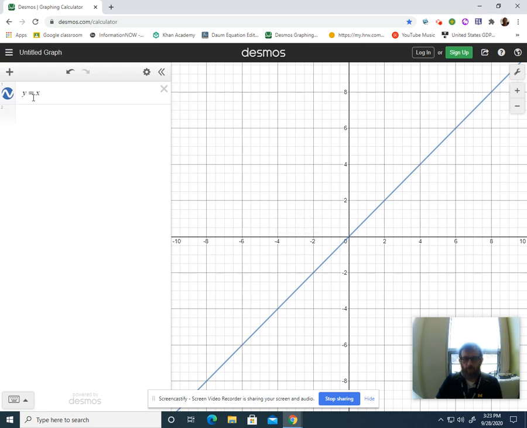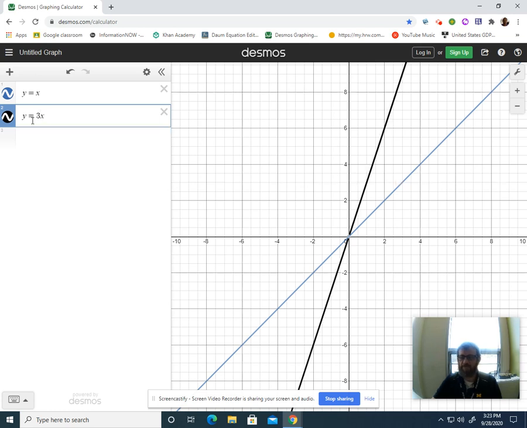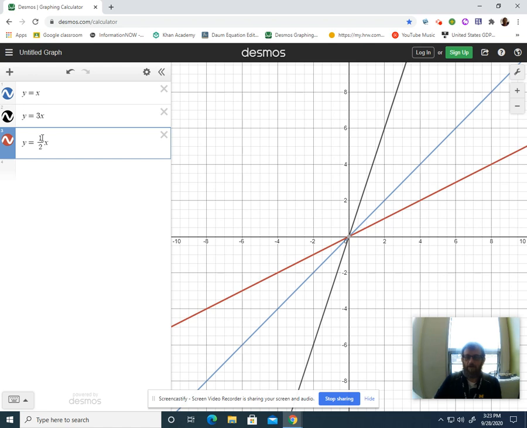Now, it becomes more clear if we tilt the line. We can actually change the angle of this line by changing the number out here. So if we go y equals 3x, it's like we grabbed the line and we twisted it. We pushed it up like that. Or if we do y equals 1/2 x, that's like we pushed it down a little bit. So we can actually move the line.